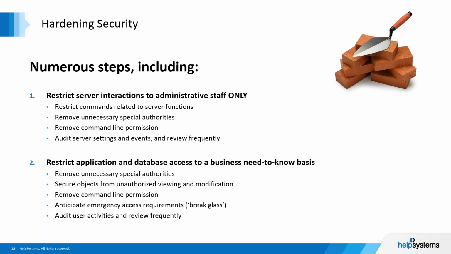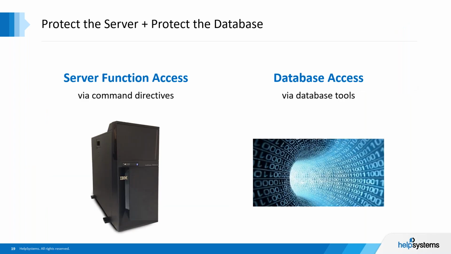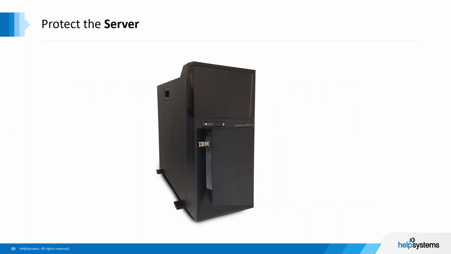Again, we want to audit user activities and review those frequently, because that's our only way of knowing if something is happening on our system that we do not desire and certainly do not anticipate. At the end of the day, we have two primary objectives. One is to protect the server. The other is to protect the database, which we do via the control of command directives and via the ability for database tools to access the database and allow the user to gain visibility to our corporate data.